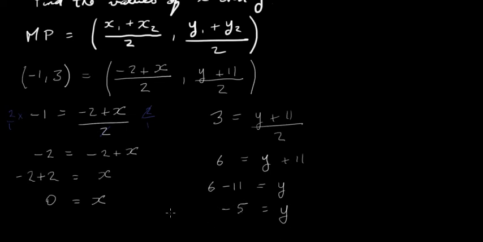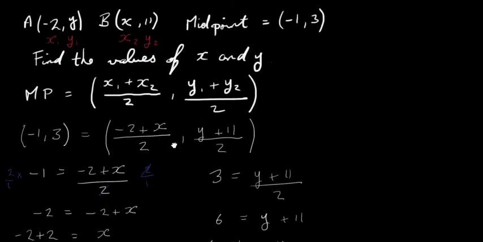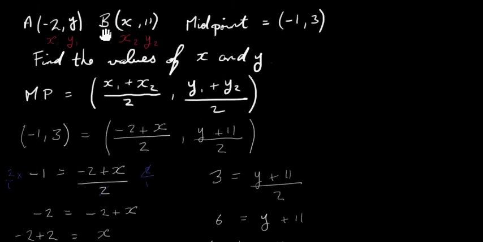So I have my two values, one value for x, one value for y. So x can be 0 and y can be minus 5. Now what you can do is put the two values in there and see, do you in fact get this midpoint here? So let's just try that.